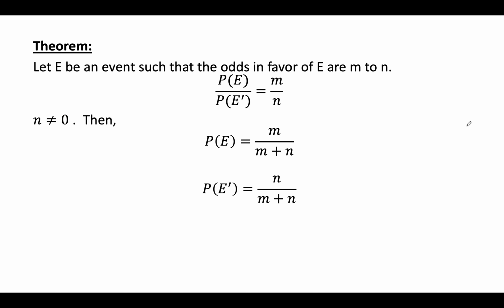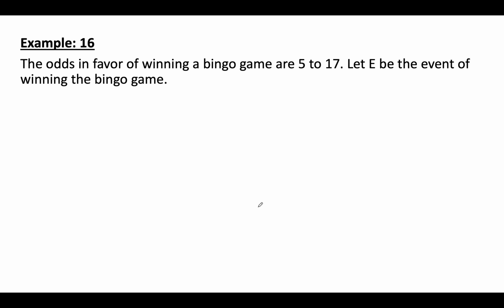Now, to avoid all those steps, we have a theorem that says if E is an event and the odds in favor of E are m to n, then we can find it like this. The probability of E is equal to m over m plus n, and the probability of not E is equal to n over m plus n.